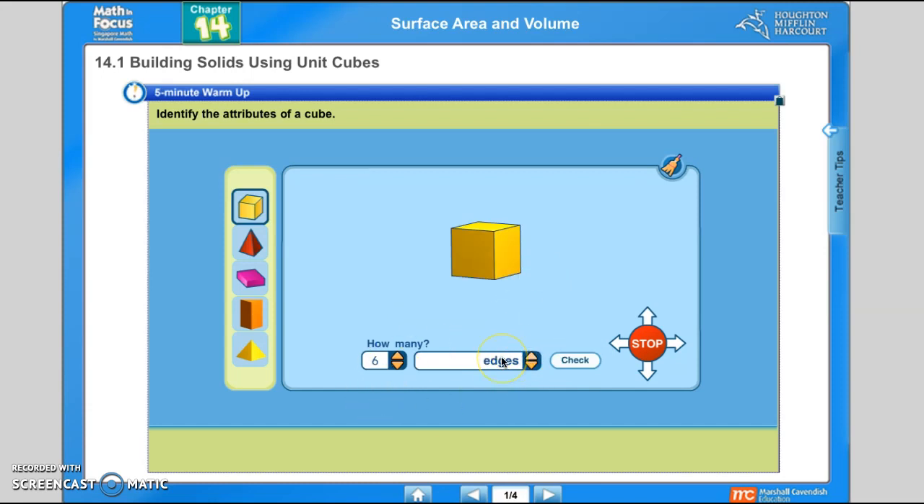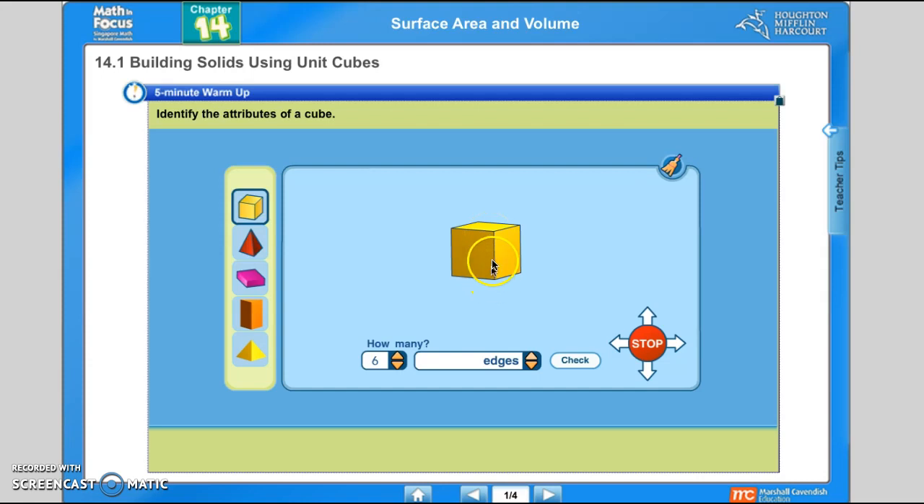Ooh, and now let's think about these edges. So edges are where 2 faces come together. So here's one edge. Here's 2 edges, 3 and 4. And now if we can imagine, since there's a top of a cube and a bottom of the cube, we'd have 4 edges on top and 4 edges on the bottom.